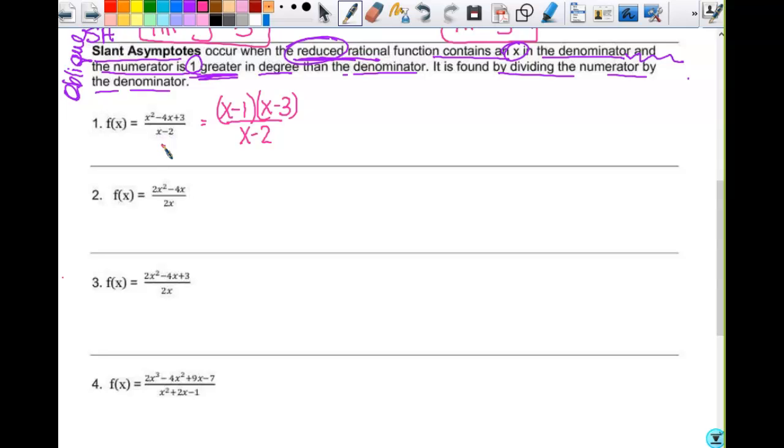What kind of division would you prefer to use? Synthetic or long division? I'm going with synthetic too. So a 2 goes on the outside, and then this 1, -4, and 3. Always check to make sure you don't have any missing terms there. So I'm going to bring down my 1. This is 2, -2, -4, -1. So the slant asymptote is y equals, and then this is just going to be x minus 2.